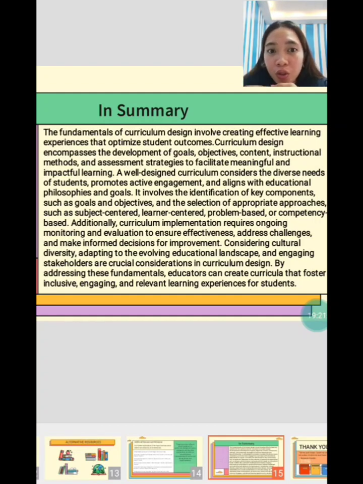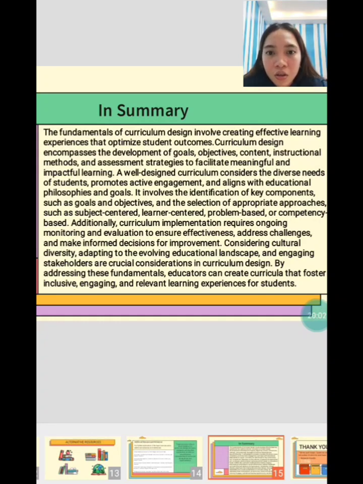A well-designed curriculum considers the diverse needs of students, promotes active engagement, and aligns with educational philosophies and goals. It involves the identification of key components such as the goals and objectives, and the selection of appropriate approaches such as subject-centered, learner-centered, problem-based, or competency-based. Additionally, curriculum implementation requires ongoing monitoring and evaluation to ensure effectiveness, address challenges, and make informed decisions for improvement.